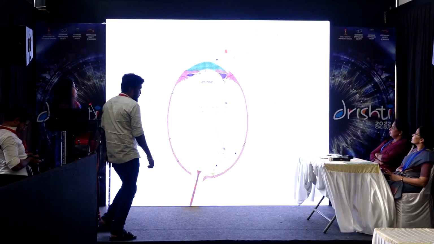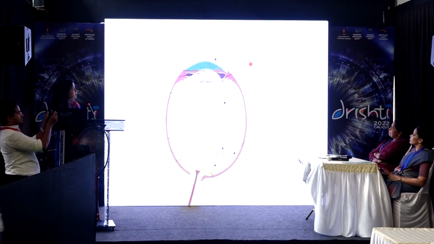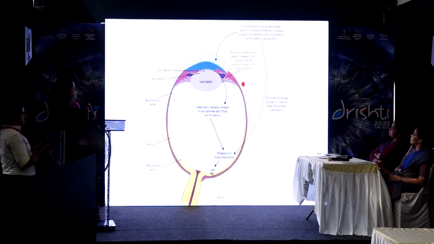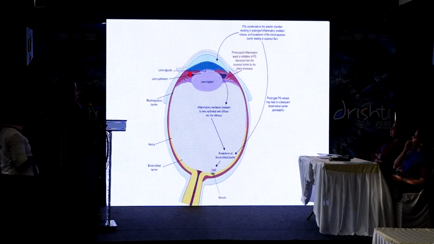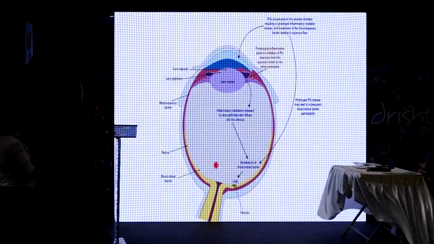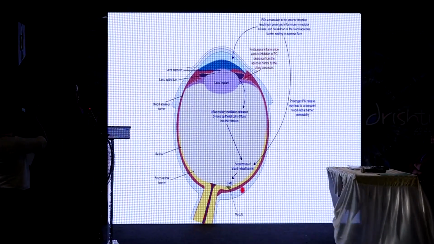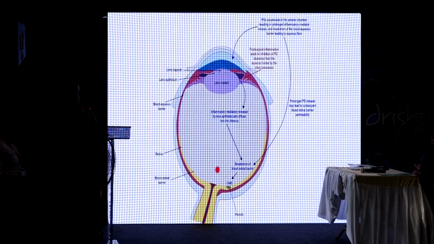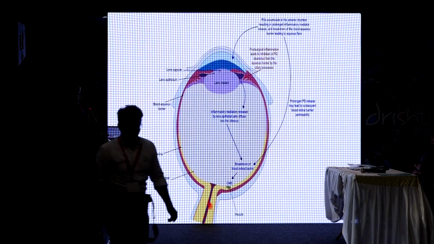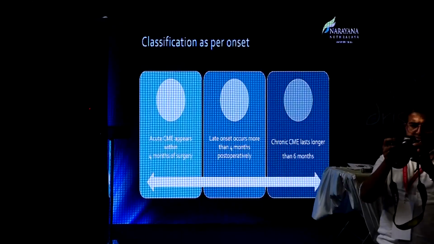Basically, what we need to look at is the post-surgical inflammation that leads to inhibition of the prostaglandin clearance from the aqueous. So when that happens, it accumulates in the anterior chamber, and from the anterior chamber, it diffuses into the vitreous, and that becomes easier when the PC is ruptured. Once that reaches the vitreous, there's a breakdown of the blood-retinal barrier, and then the cystoid macular edema develops. So this is the pathogenesis.